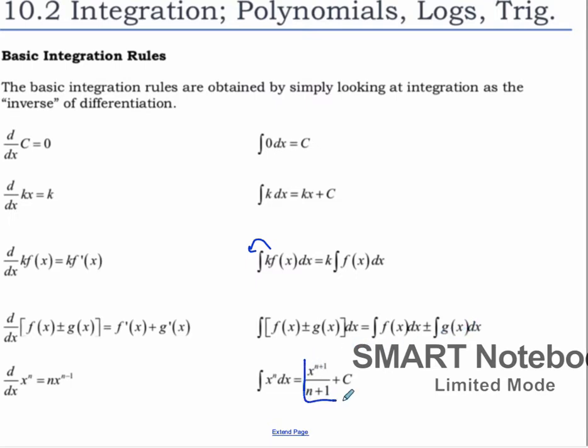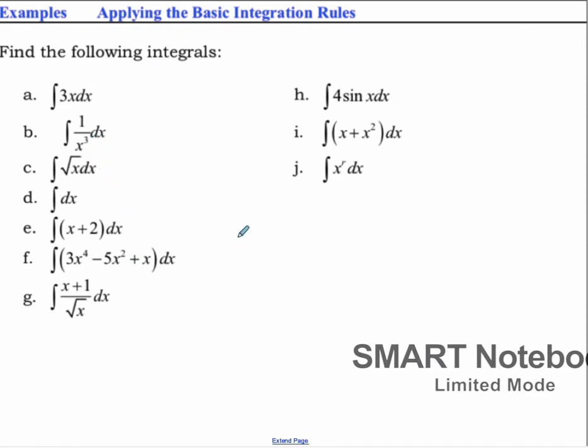Okay, and this is the power rule. If you've got x to the power of something, you increase the exponent by 1, then you divide by that same exponent. So let's do a couple of examples. Some of these you've seen before.